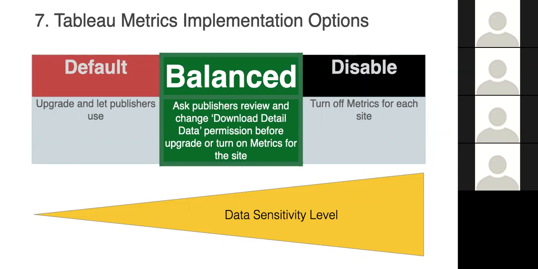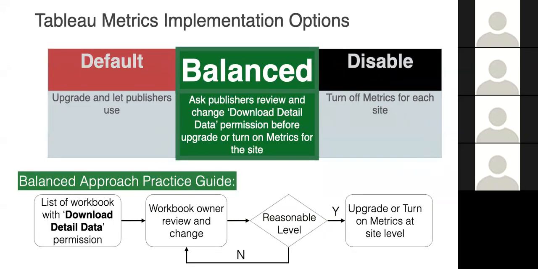Educate them, ask them to take action before your upgrade or before you turn on the metrics for the site. That is my own approach on my own site, and it's what I'm going to recommend to everyone. How do you do this? I'm going to give you more details. First, get a list of all the workbooks with download detailed data permission. I'll show you; I can give you this workbook. Let workbook owners review the permission and change it one by one.